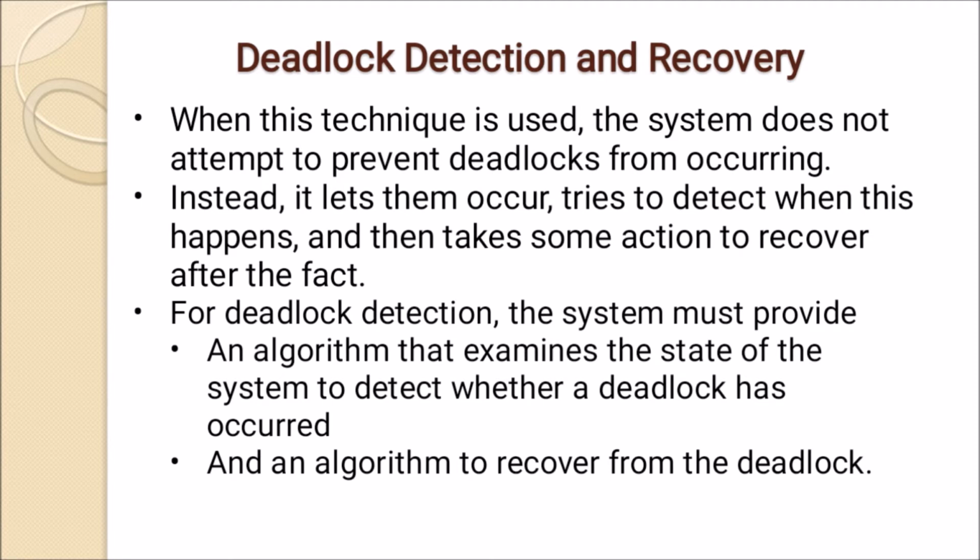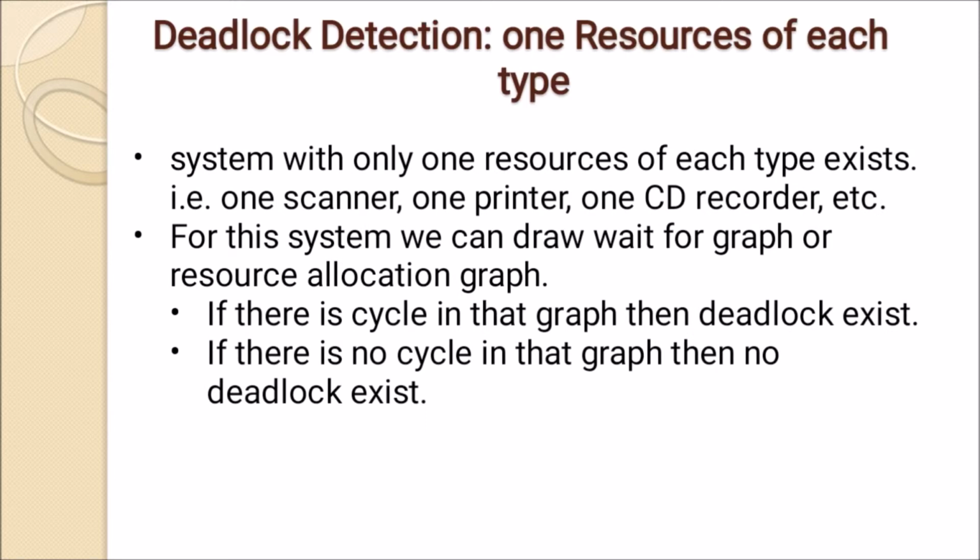For deadlock detection, the system must provide an algorithm that examines the state of the system to detect whether a deadlock has occurred or not. And the second one is an algorithm to recover from the deadlock. So for the purpose of deadlock detection, the system must have an algorithm which indicates that the deadlock has happened, and another algorithm that recovers from that deadlock. So there are two things that we require.